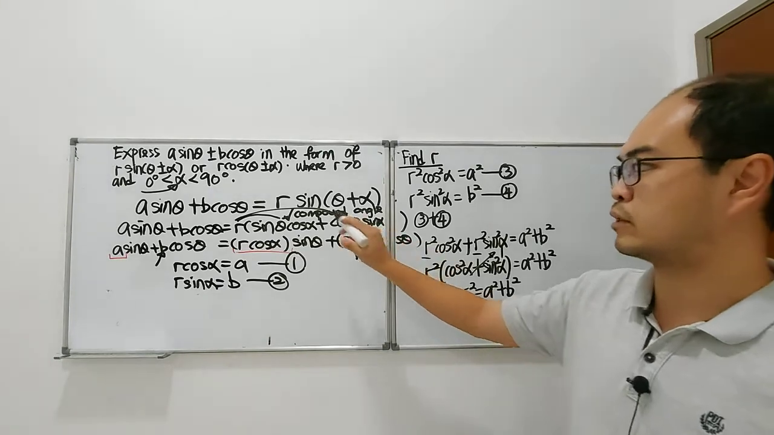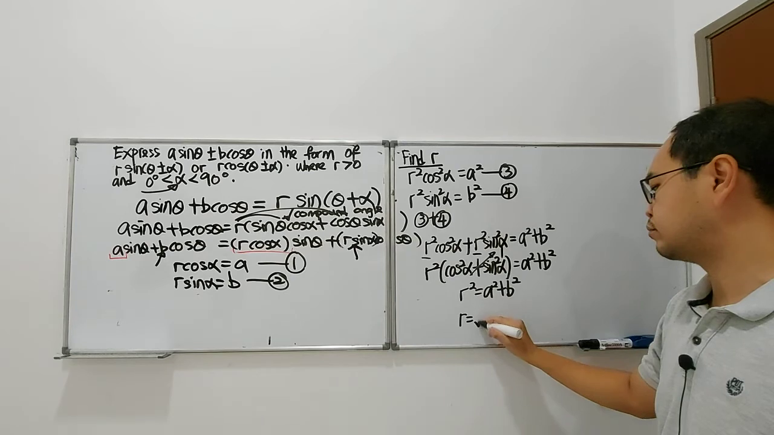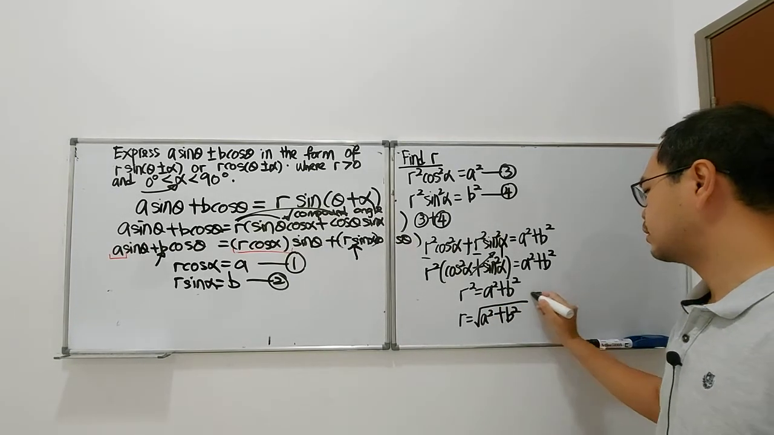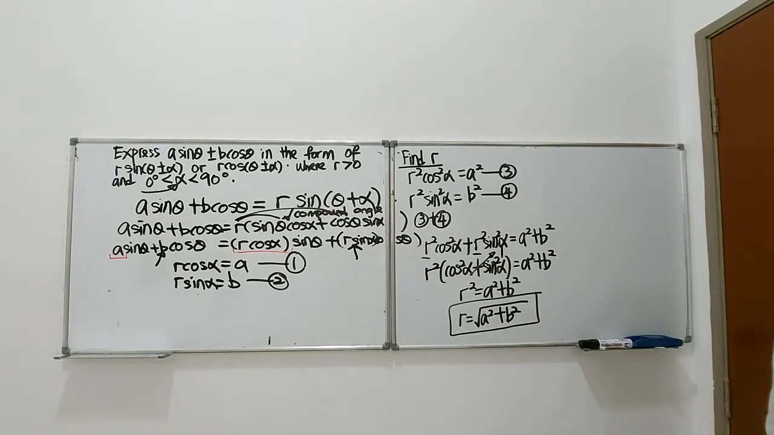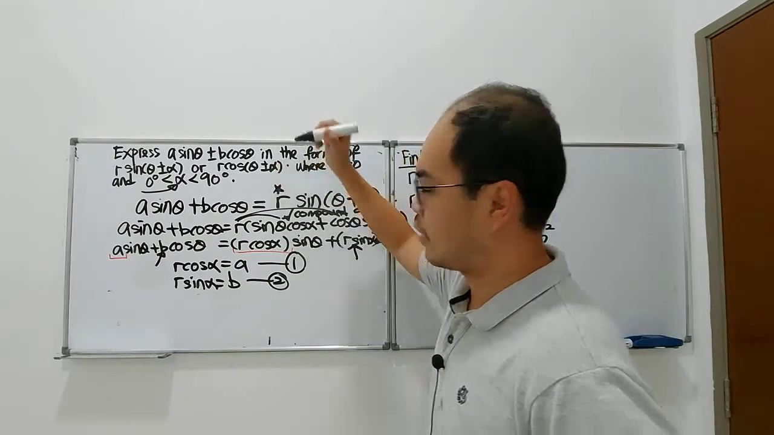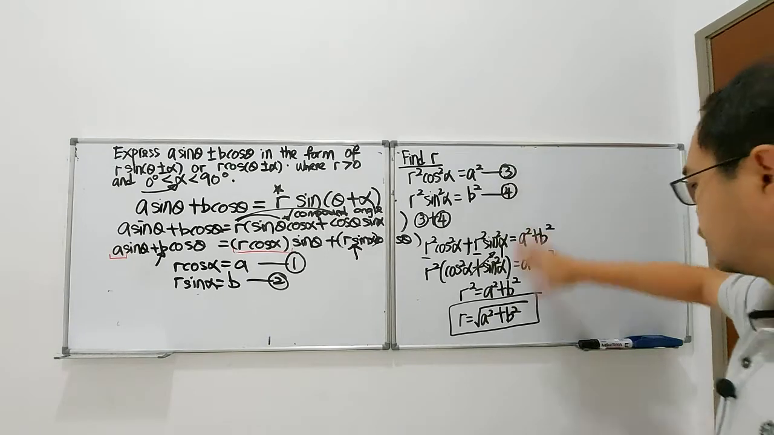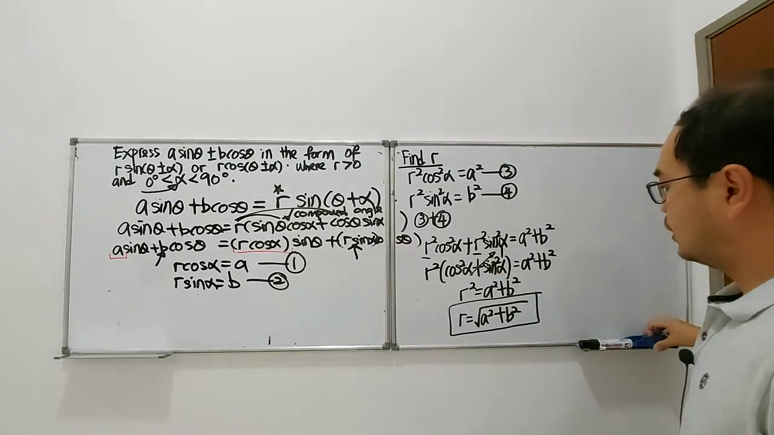The r must be positive. So r is the square root, like a radius, the square root of a square plus b square. So this is the first formula, the formula for r. Now we have done r. Now I'm going to rub this away, so you can pause the video or replay the video and copy down all this.